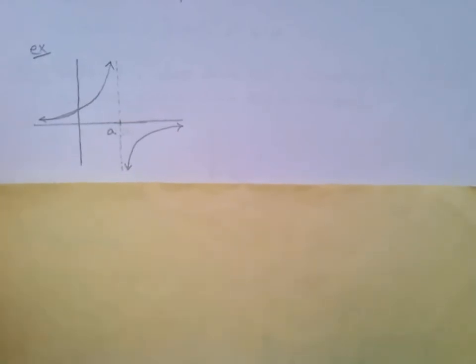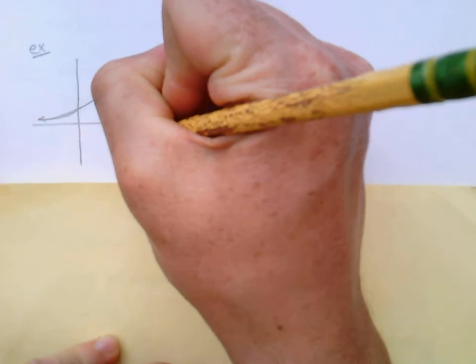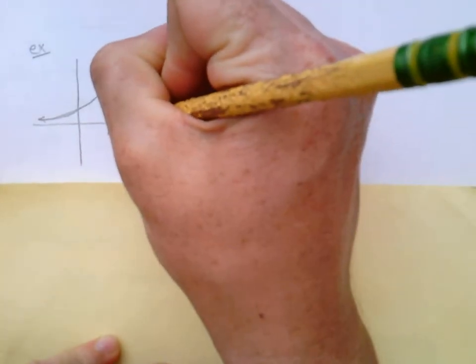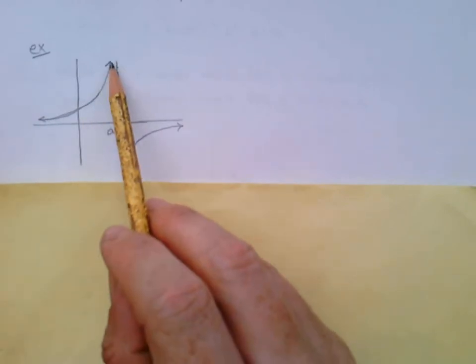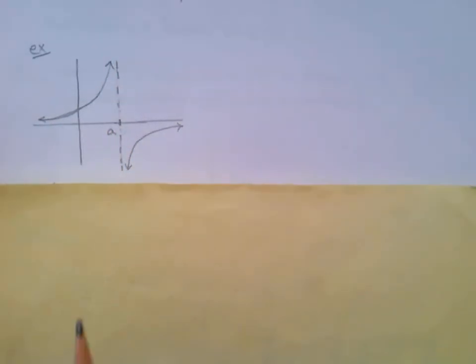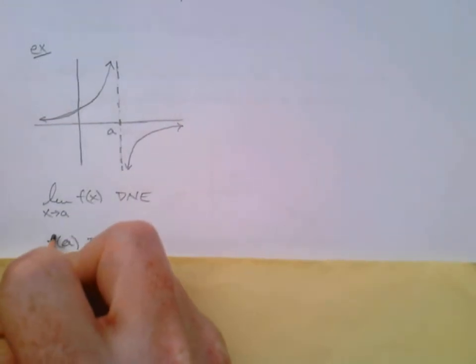How about this? So I've drawn a vertical asymptote there. It's happening there at A. And the graph has this sort of behavior, fairly typical around an asymptote. You think, well, is this function continuous at A? Well, of course not, right? The limit does not exist. Actually, both don't exist here.